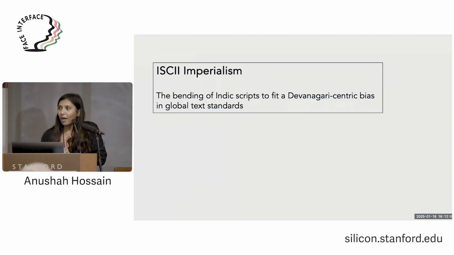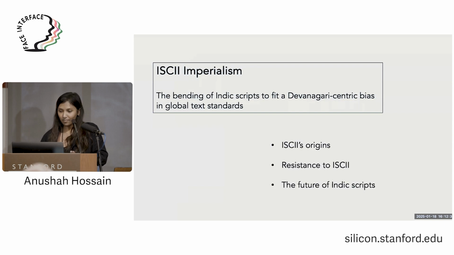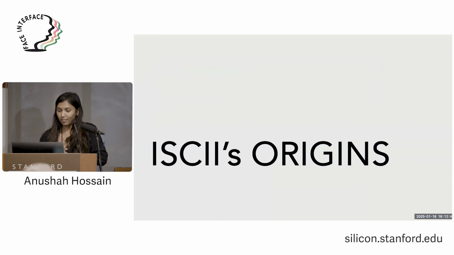So today I want to think about a different kind of path dependence in the Unicode standard that for a long time structured the digital futures of millions of internet users, that of ISCII imperialism. So ISCII imperialism is the provocation that Indic scripts were asked to bend to a Devanagari-centric bias in global text standards for a long time. So over the next 20 minutes, I want to provide a crash course in the history of ISCII, and I'll tell you what that is in a moment, why it might have been considered imperialist, and then what I think this history can tell us about the future of digital scripts, or scripts in digital space.